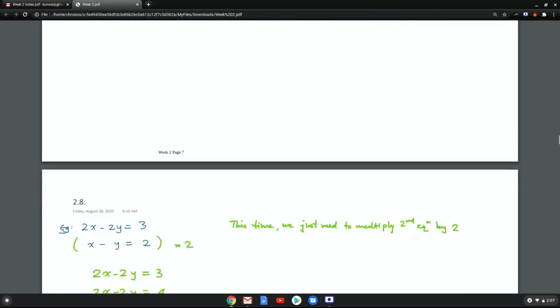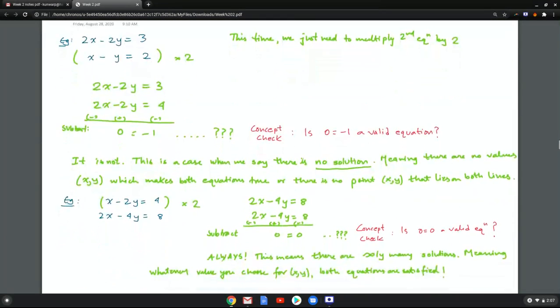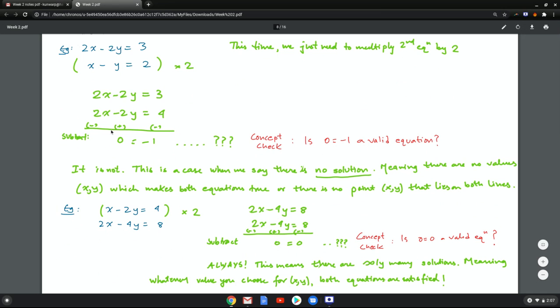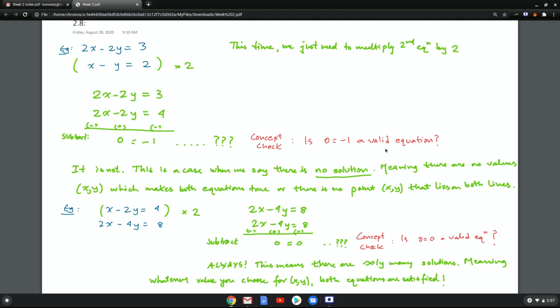Okay, let's proceed. Look at a couple more examples. Let's say I have 2x minus 2y is 3, x minus y is 2. Now this time, in order to cancel something, we just need to multiply the second equation by 2, and we end up with 0 equals negative 1. Now, is that a valid equation? The answer is that it is not.